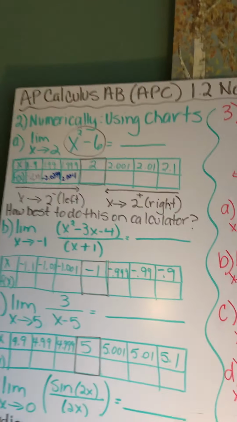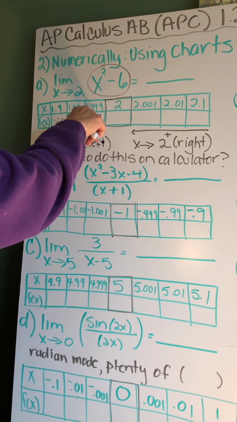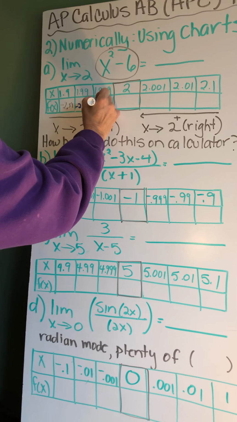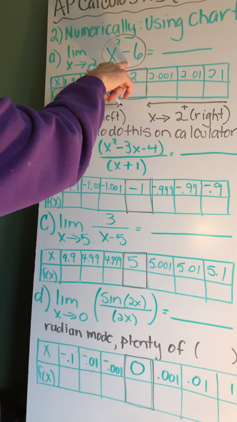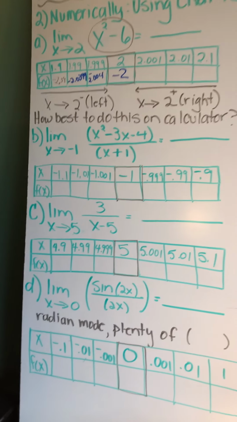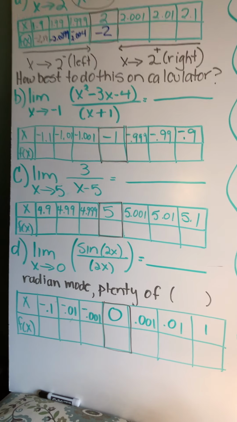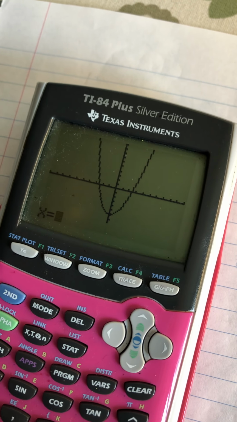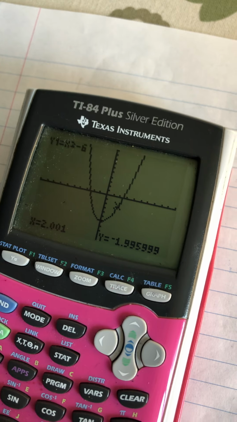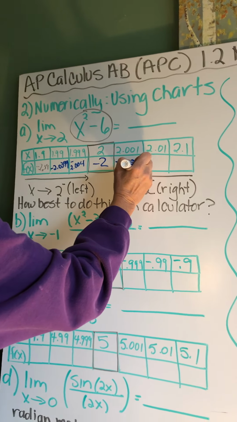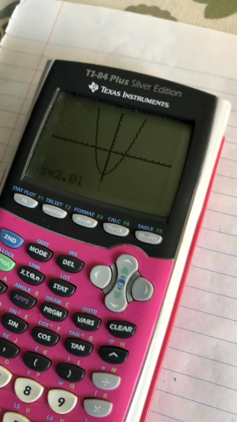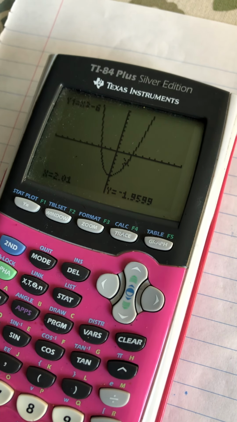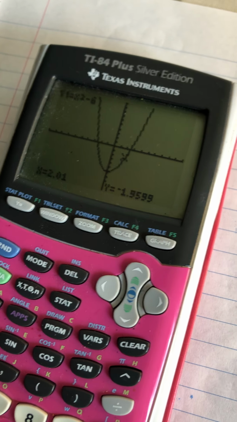When we put in a 2, I could use my calculator, but I can see what that value is. Oh, that was a negative, right? 2 squared is 4, -6 is a -2. Don't need the calculator for that. Let's ask for a value of 2.001. Second calc and value, 2.001, -1.996. Okay, 2.01, -1.960.